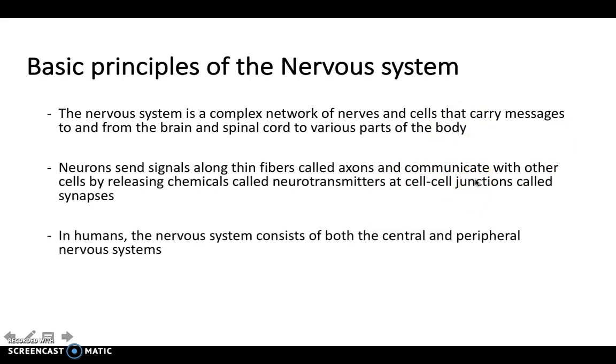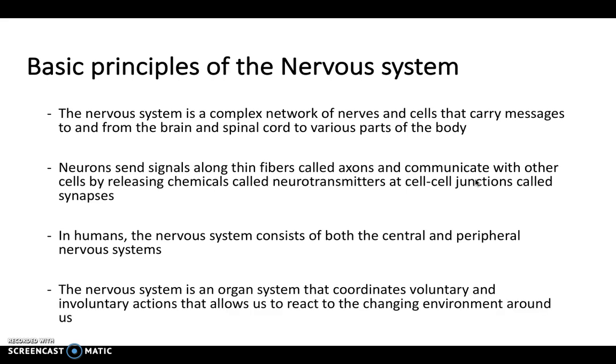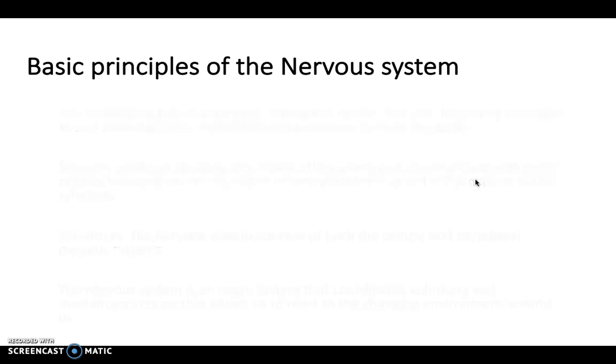In humans, the nervous system consists of both a central aspect and a peripheral aspect. The central aspect is made up of the brain and the spinal cord, and the peripheral aspect is essentially all the other nervous tissue. The nervous system is an organ that coordinates either voluntary or involuntary actions that allows us to react to changing environments around us.